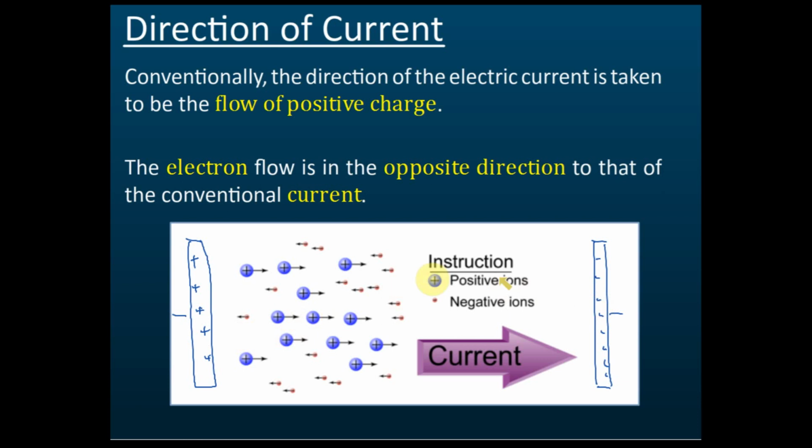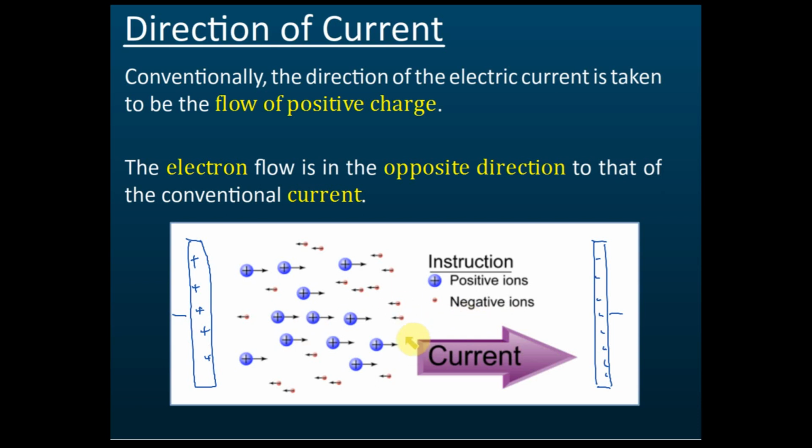The current moves from left to right. Why? Because the direction of the current is the same as the direction of the positive charge. And the direction of the negative charge is always opposite to the direction of the current. Electrons carry negative charge, right? So the electrons always move in the opposite direction of the current. If the current is to the right, then the electrons move to the left.